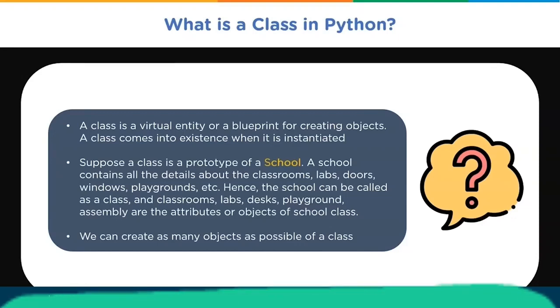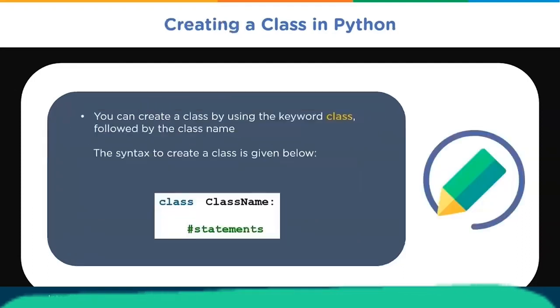A class comes into existence when it is instantiated or initiated. We can create as many objects as possible in a class. Now in Python, a class is created using the keyword class followed by the class name. The first string inside the class is called a docstring and has a brief description of the class. Below you can see the syntax of creating a class in Python. We have the class keyword followed by the class name. This should be a valid Python name, and then you have a colon. Below that you have the statements that should be present inside the class.